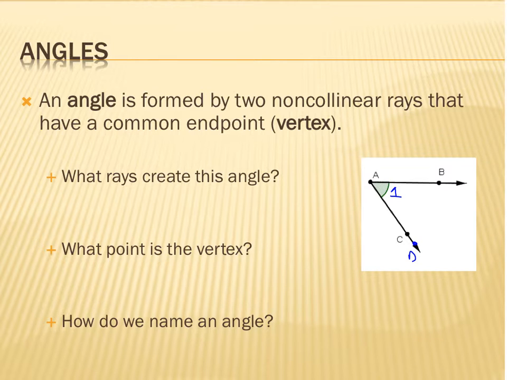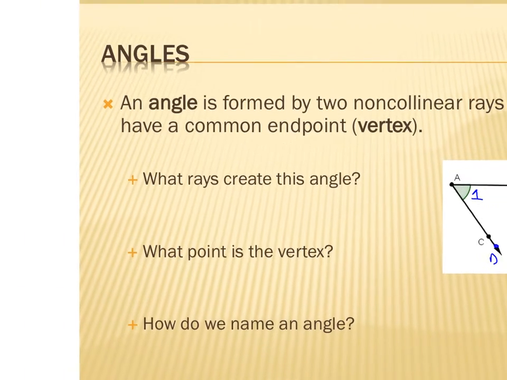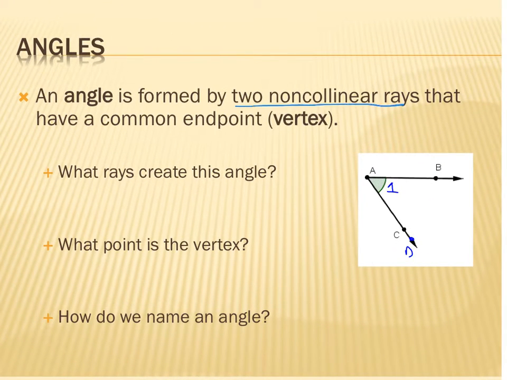So an angle is actually created by two non-collinear rays. Now, if you had two collinear rays, then most likely you would end up with something like this or something like this. So if ever you're asked about two collinear rays, those are your two options. But two non-collinear rays make up an angle and have a common endpoint, a vertex. So the two rays that create this angle would be ray AB and ray AC.